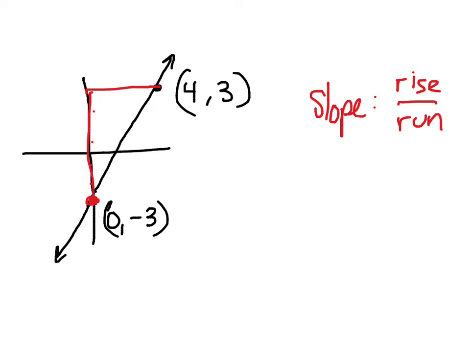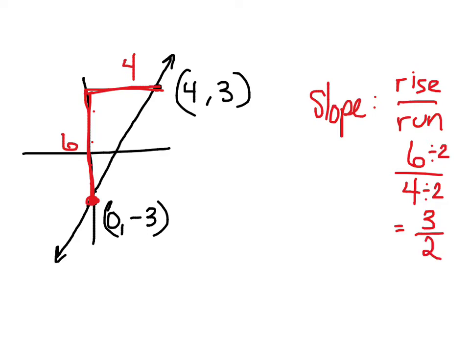If I go from -3 to +3, how far did I go up? 6. I went up 6. And if I went from 0 to 4, how far over did I go? 4. So my rise number would be 6. My run number would be 4. What does 6 over 4 reduce to? I can divide them both by 2. And what's 6 divided by 2? 3. And what's 4 divided by 2? 2. So my slope is 3 over 2.